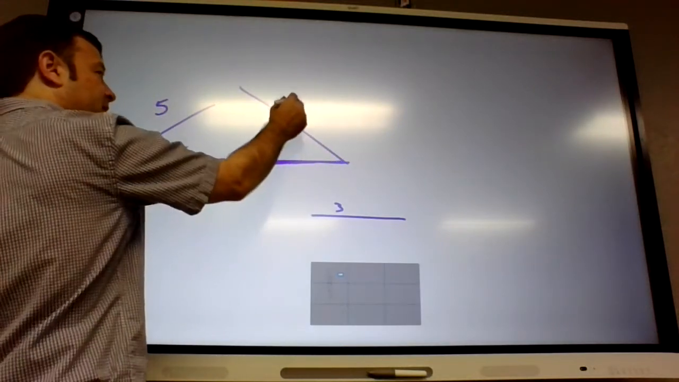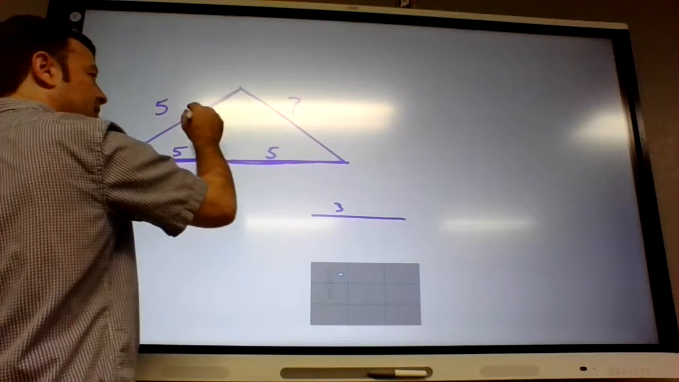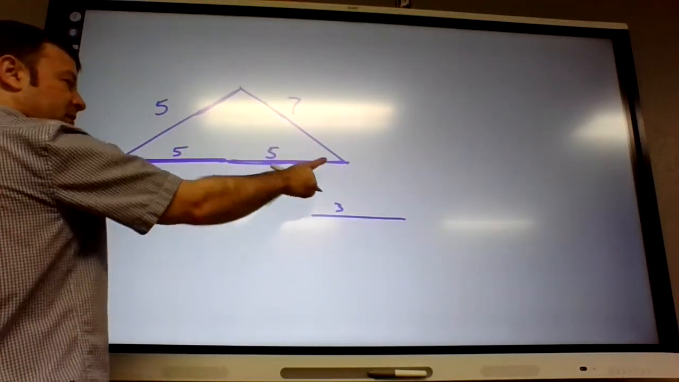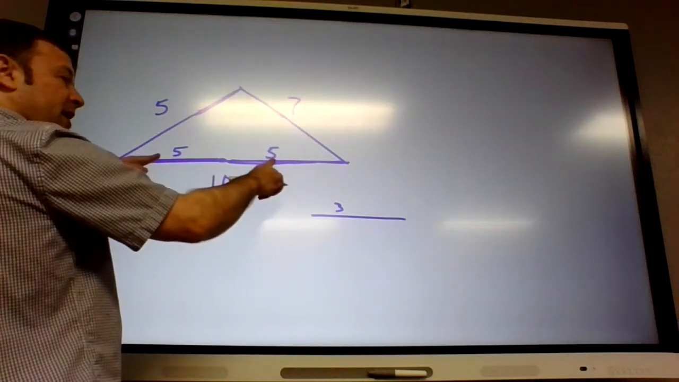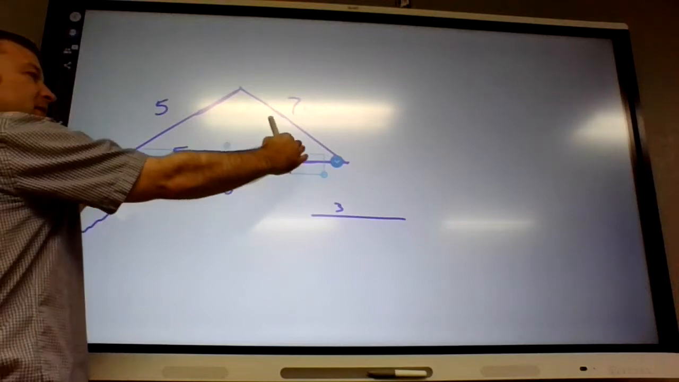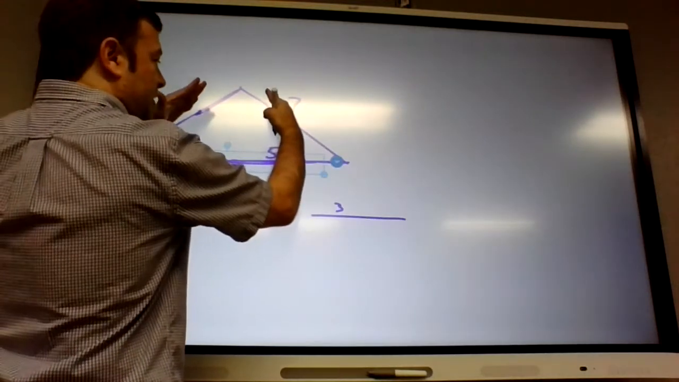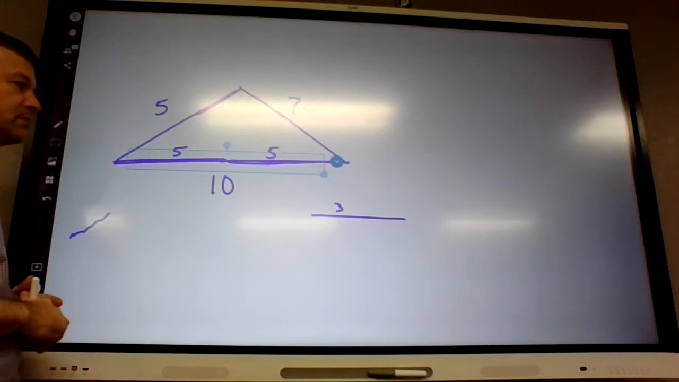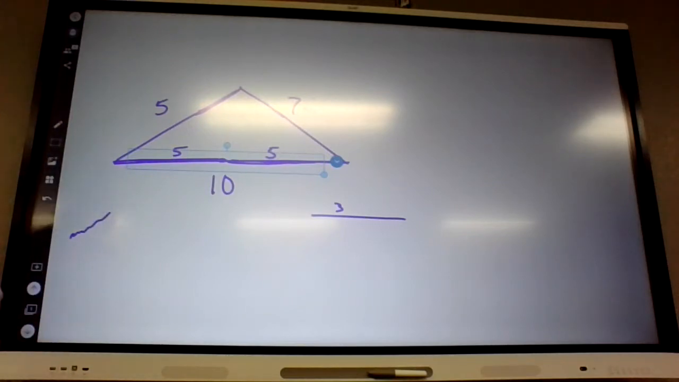So if this was like 5 and 7, then that would reach far enough. If they only add up to 10, they would just make a straight line. But if they're more than 10, then you can actually make a triangle out of it. You can raise them up. Does that make sense?